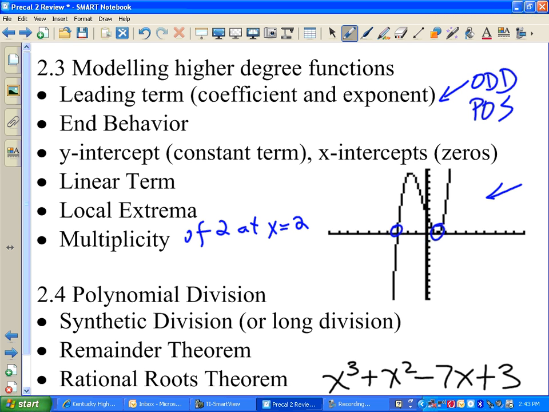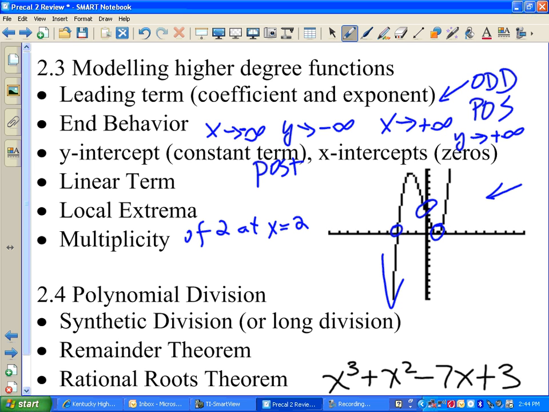The end behavior, the limits in this case, as x goes to negative infinity, y also goes to negative infinity. So we would say the limit as x goes to negative infinity is negative infinity, and the limit as x goes to positive infinity, y is also going to positive infinity, so we would say the limit is positive infinity. The y-intercept you get from the constant term. It's a positive number.